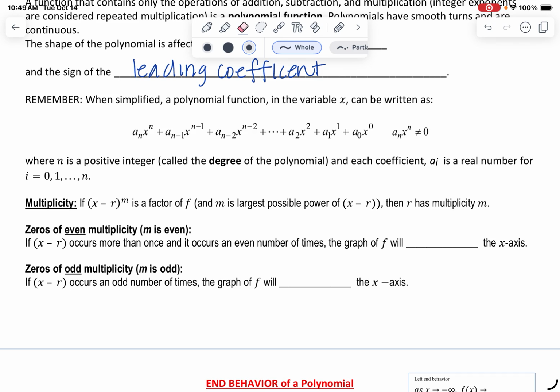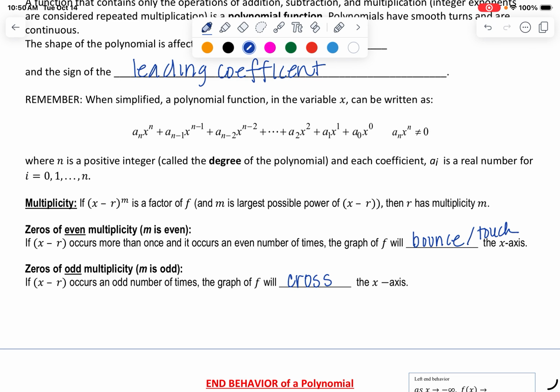So multiplicity is the factor of f. If x minus r to the m power is a factor of f, then r has a multiplicity of m. So notice the zero has a multiplicity of m. Zeros can have even multiplicity or odd. If it is an even multiplicity, it will bounce or touch the x-axis, however you want to say it. And if it has an odd multiplicity, it will cross through the x-axis.